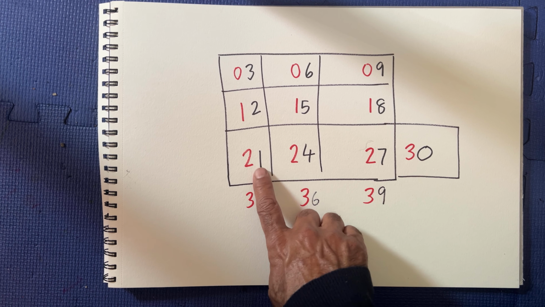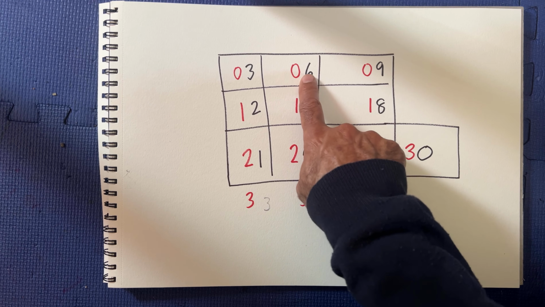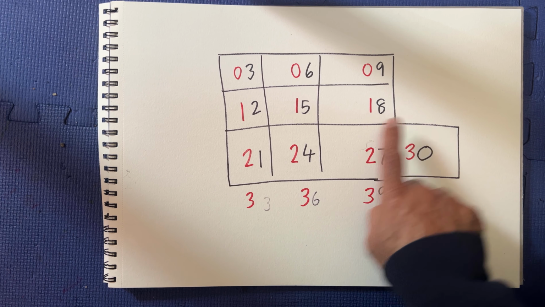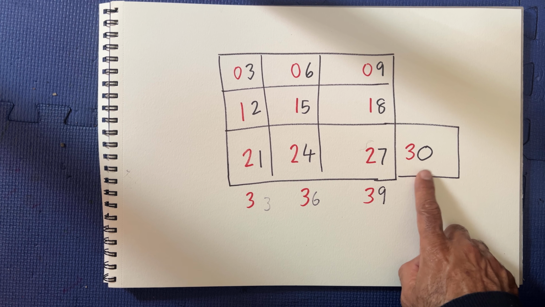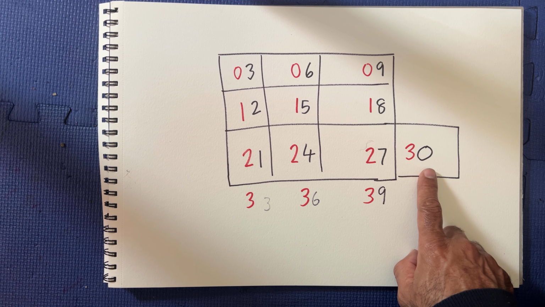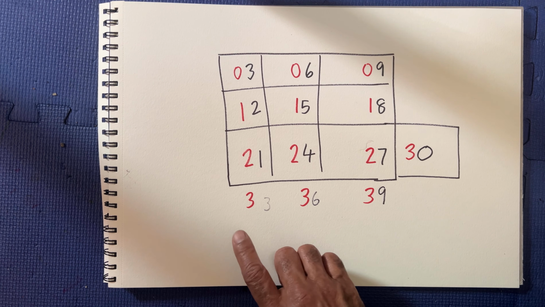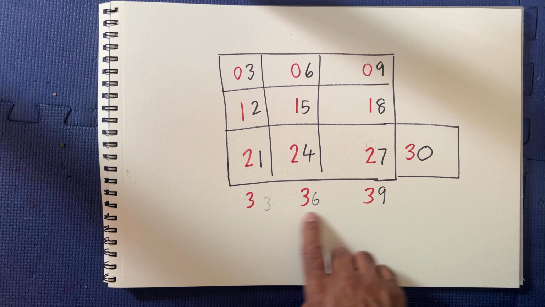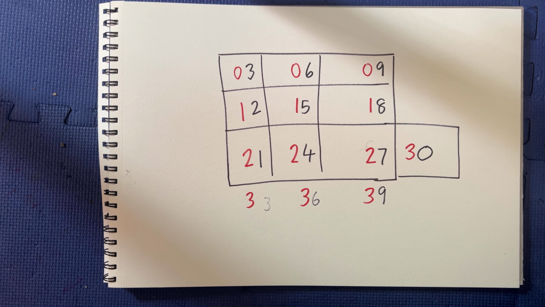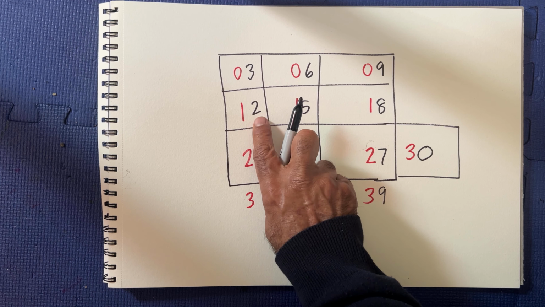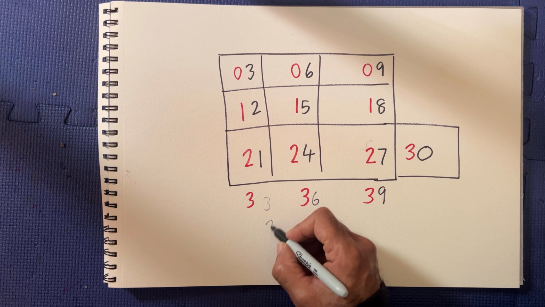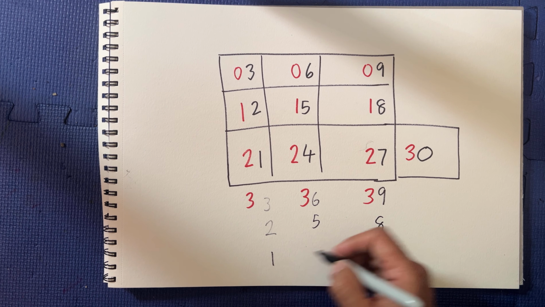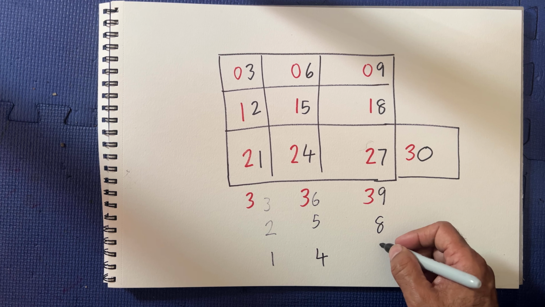So 0, 1, 2, 3, 4, 5, 6, 7, 8, 9. 0 in that row, 1 in that row, 2 in that row. Remember to stick a 3 in this one. And if you really want to, you can write that 3, 6, 9 again. And this time stick a 3 in front. And if you wanted to carry on, you could just write 2, 5, and 8. And 1, 4, and 7.